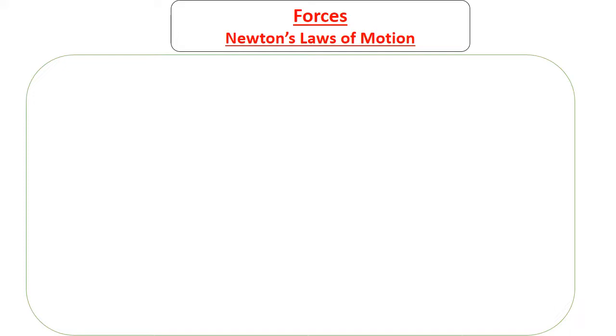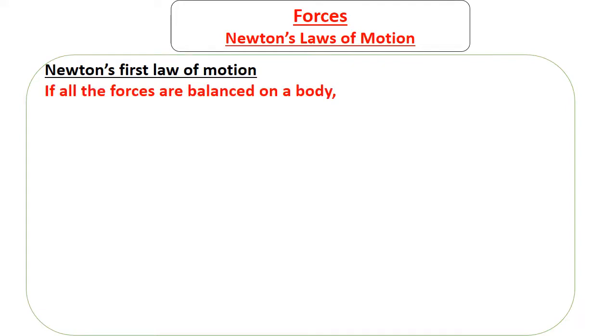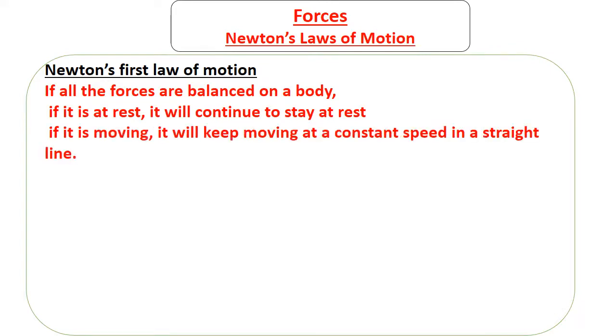Finally, we'll take a look at Newton's laws of motion. There was this man in England who came up with 3 laws that describe the mechanics of things, how things move, how things behave, and the likes. The first law is simple. It says if all the forces are balanced on a body, meaning that there's no resultant force, then this is true: an object will be at rest and it will continue to stay at rest. An object, if it is moving, will keep moving at a constant speed in a straight line.